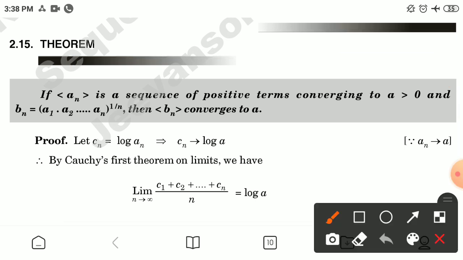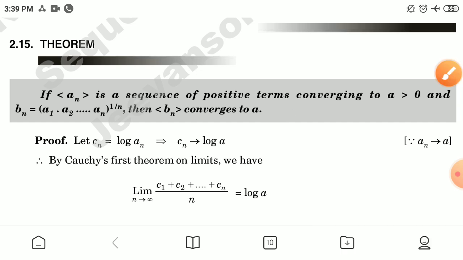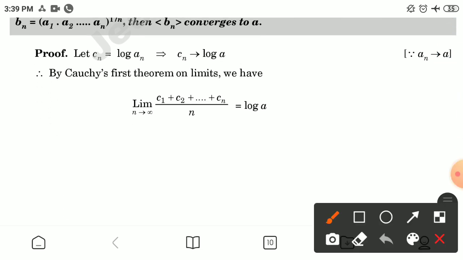Now the next theorem: if An is a sequence of positive terms converging to A greater than 0, and Bn is equal to (A1 · A2 · ... · An)^(1/n), then Bn converges to A. Taking the proof, let Cn equal log of An. This implies Cn converges to log of A, as An converges to A.